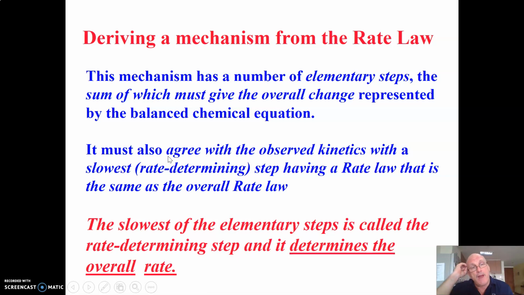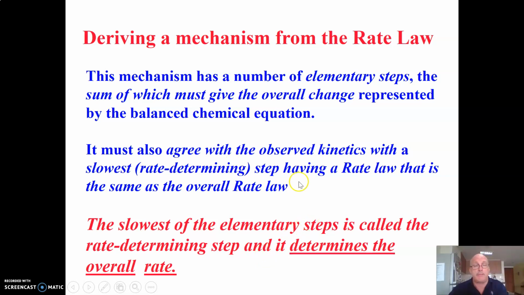Okay. Now, when you derive a mechanism, I've already said the mechanism has a number of elementary steps, elementary processes, and the sum of those must equal a balanced chemical equation. We've said that already. And it must agree with the observed kinetics, okay? And the key thing is the slowest of the steps is called the rate determining step, and it determines the overall rate. It affects the overall rate, okay?